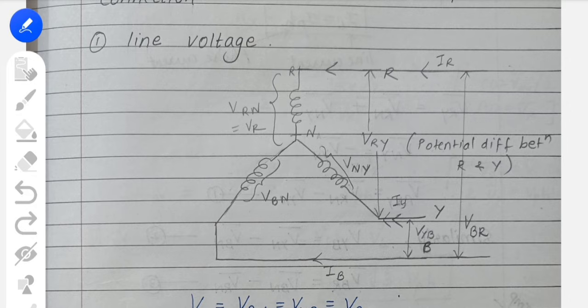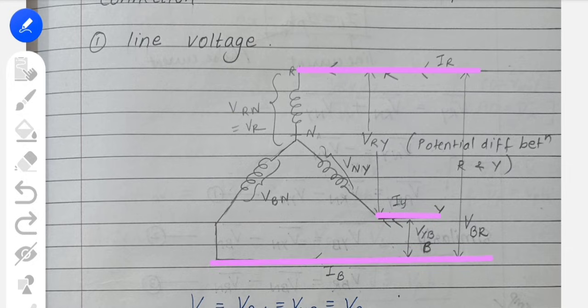Now you have to show the current. Go stepwise, so you will be able to draw this. Then you have to show IR. What is IR? Current through R. Here this is R, so you show the current IR like this. Similarly, wherever Y is, you draw the line for current, the current connected to the Y load. And as B is over here, you show the current IB like this. So these are your current lines.